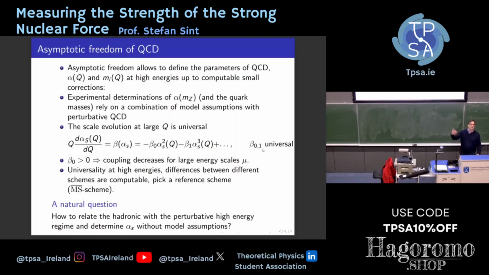So that's meant by universality. And so in some sense, the high energy asymptotic regime develops some universality. And this is basically what saves the day for the definition of the coupling and also for the definition of quark masses. Okay? So a natural question is then how to relate the hadronic regime at low energies, where you have all these bound states and the coupling is large, to the high energy regime where you have almost free particles, and you have a huge difference in scales.